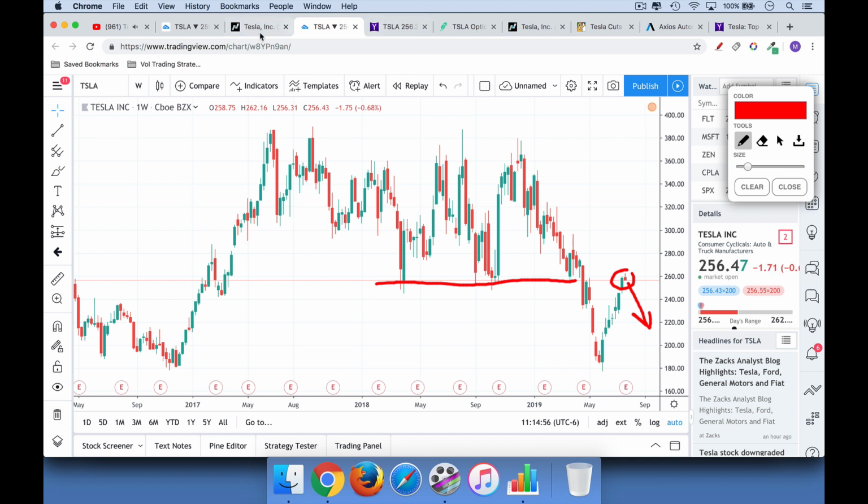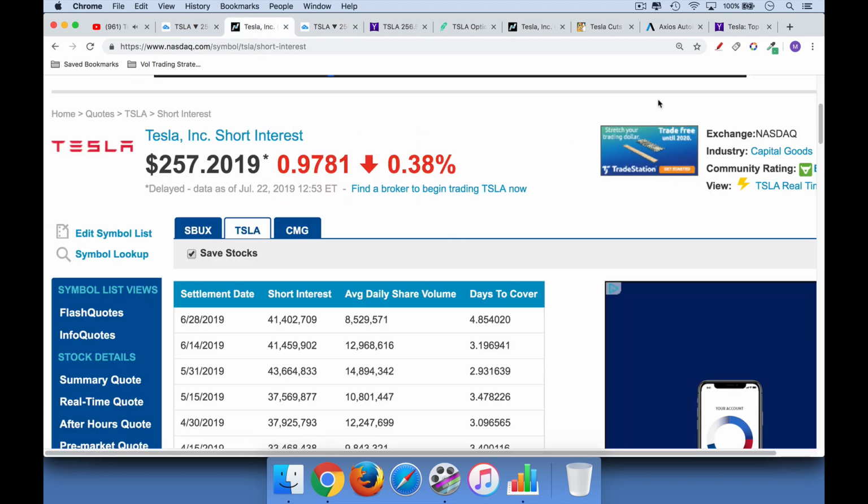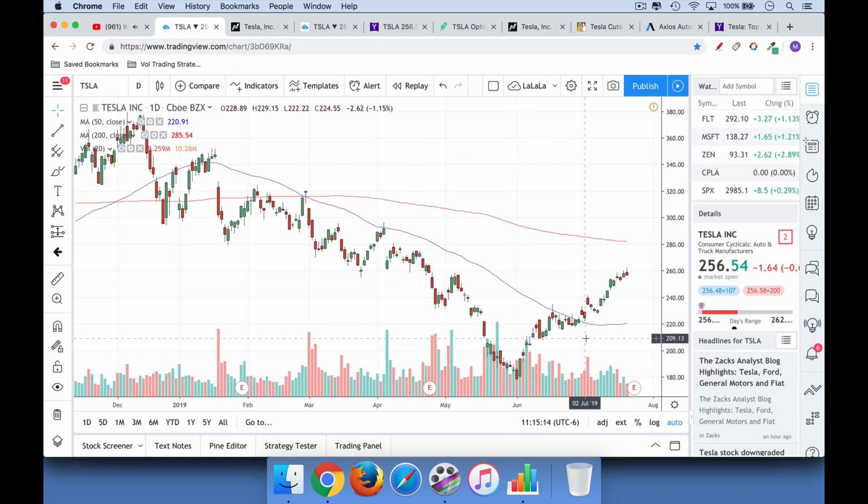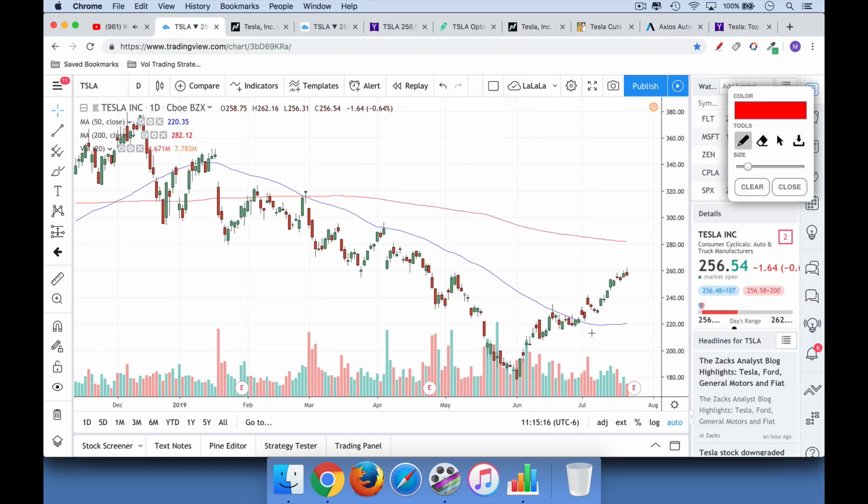And I think the real wild card, unfortunately, is that we don't have the latest short interest data for Tesla stock. As of June 28th, there are still 41 million shares sold short, which is a huge percentage of the float. It's something like 30% or so, just off the top of my head. Now, obviously, when you get a big move like this, you can see June 28th was back around here. So we've had another big move up from 220 almost to 260. And I think that has probably taken out a lot of these shorts.